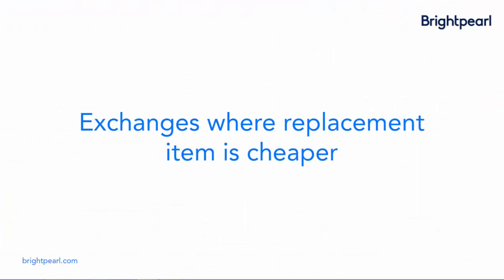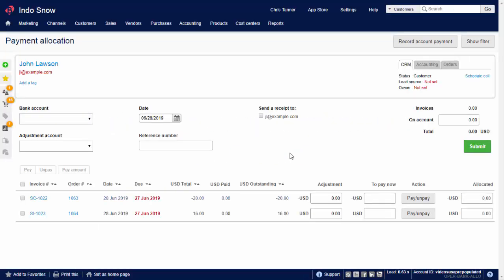I mentioned earlier that you can't refund from within the replacement order if the replacement item is cheaper than the one that's being returned, so you'll need to do it from the payment allocation screen. Here's how. This customer bought something at $20, which he's returned. I've invoiced the credit to create the SC, and then I've shipped him a new item which only costs $16. I invoiced the new order, which leaves $4 on account.